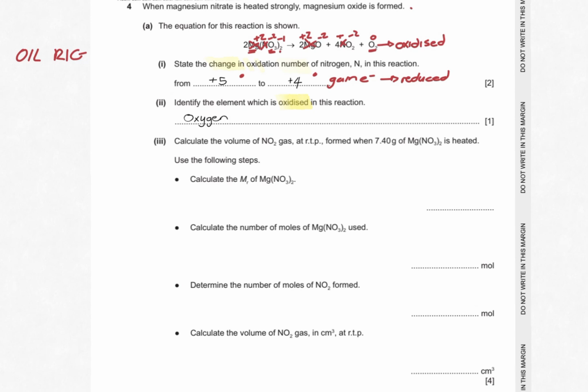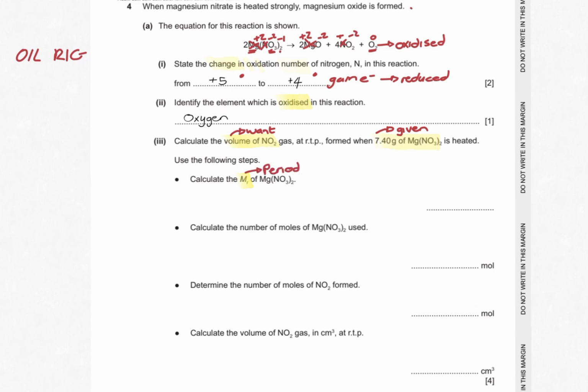Our third question then asks to calculate the volume of nitrogen dioxide gas at RTP formed when 7.4 grams of magnesium nitrate is heated. So what we want is the volume of nitrogen dioxide, and what is given is the mass of magnesium nitrate. So we'll follow the steps. The first question says calculate the MR, so this would be the molecular mass of magnesium nitrate.